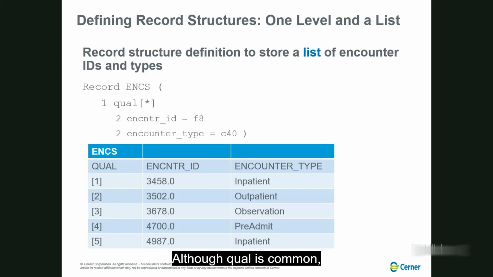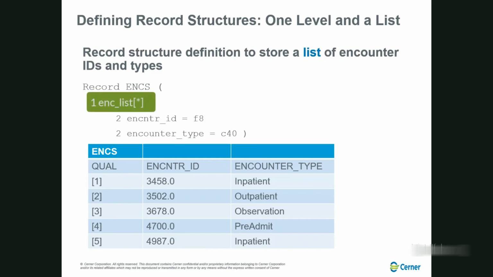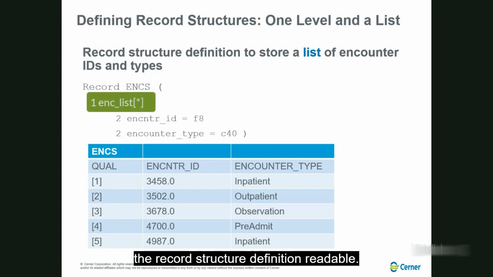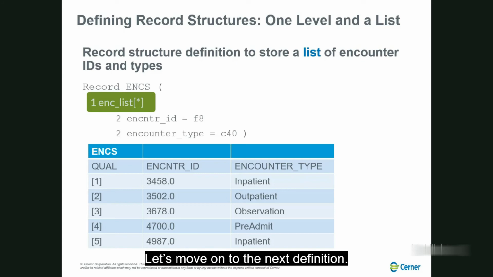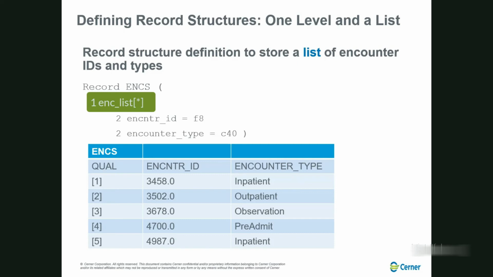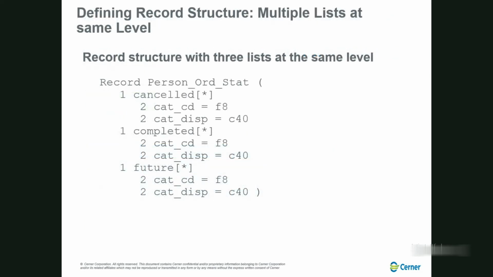Although qual is common, since the list name is user-defined, maybe a good list name in this example would be IncLists. Using a descriptive list name is helpful to keep the record structure definition readable. Let's move on to the next definition.